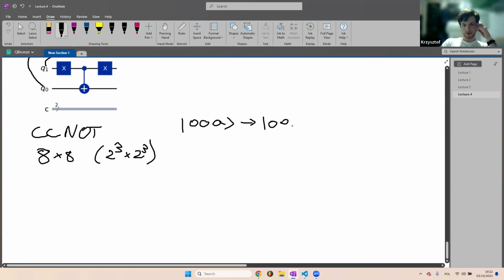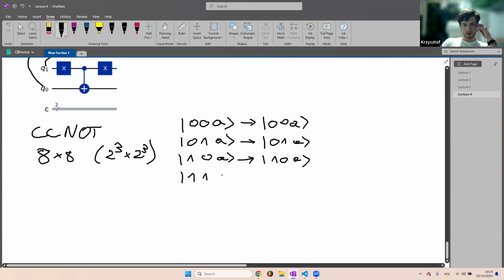Then the result will not change. And the same is true for any other combination of zeros and ones, with the exception of when both qubits are in state 1, 1.